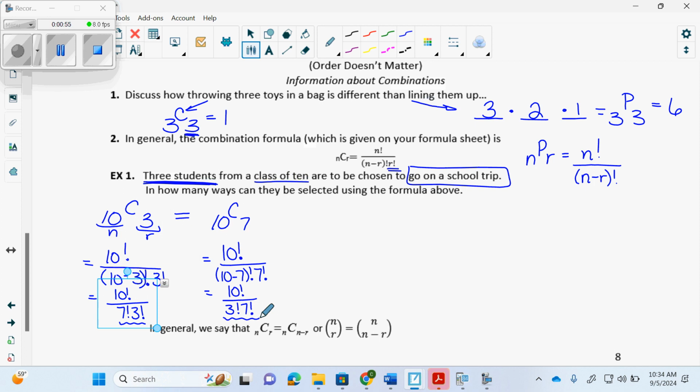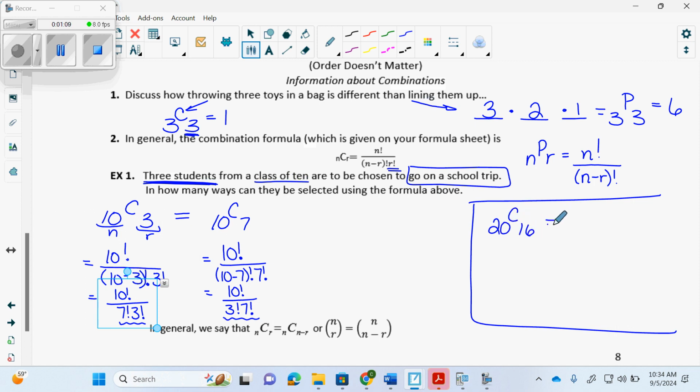This only works because of that extra r factorial in the C formula. Okay? So a caveat. Just a side note, because I'm using this question: what if I gave you 20C16? What would you tell me it equals? Same as the last example, where 10C3 equals 10C7. 20C16 equals 20C4. What would you do? Minus 16, right?